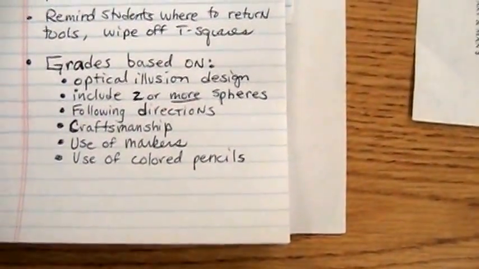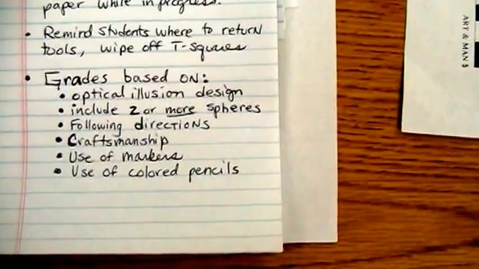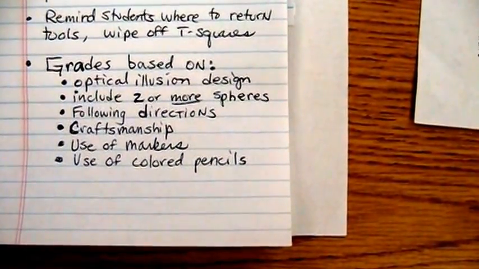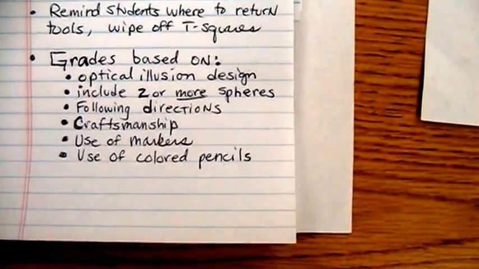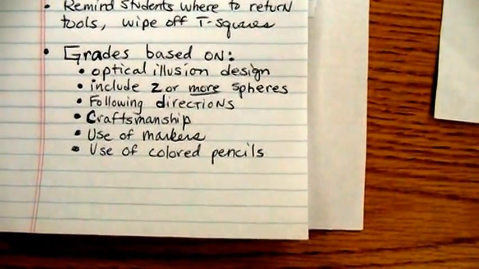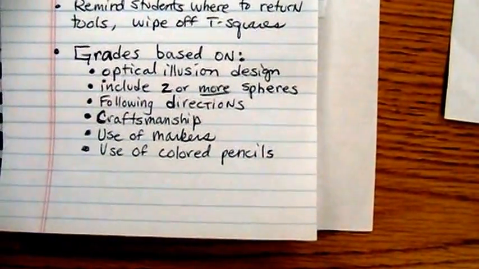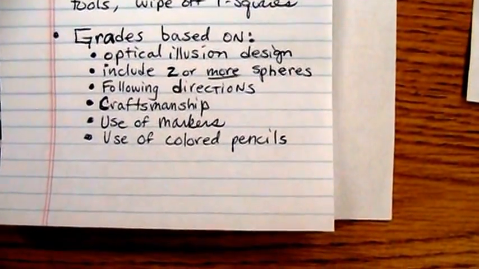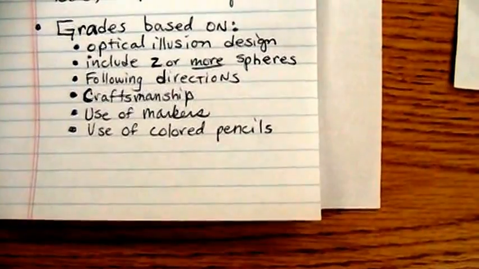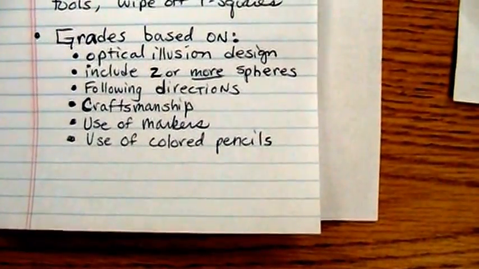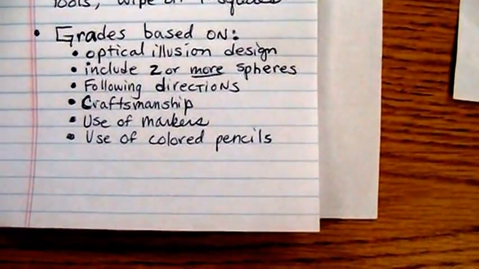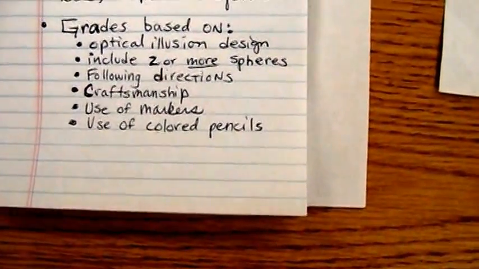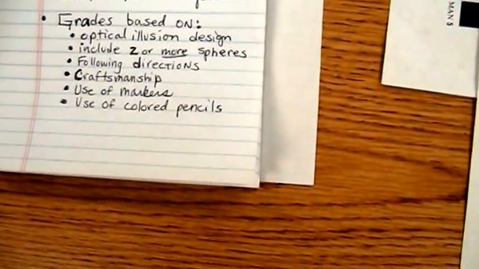As always, you're interested in how I am going to grade these. Your grades are going to be based on your optical illusion design, your overall design, that you've included 2 or more spheres, and they can be going off the page as some of the examples will show you, and that you're following all the directions. Your craftsmanship is very, very important. It should not be sloppy. It should be nice and crisp. Nice clean edges and lines, no pencil lines showing. Your usage of the markers and the colored pencils and following all these directions. And I'll demonstrate that in class.